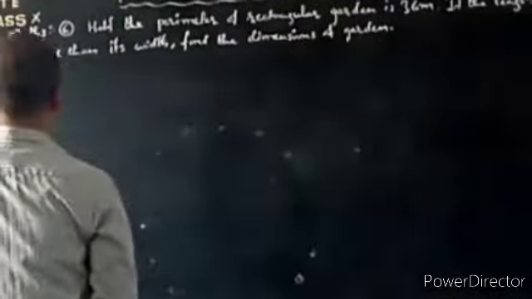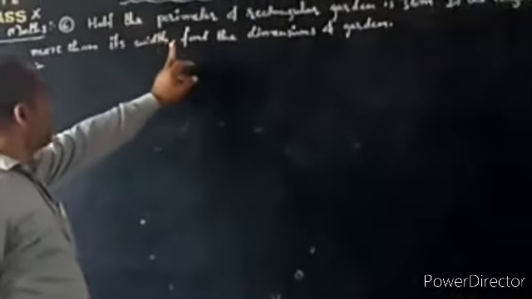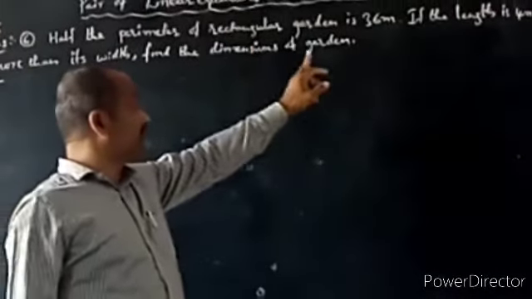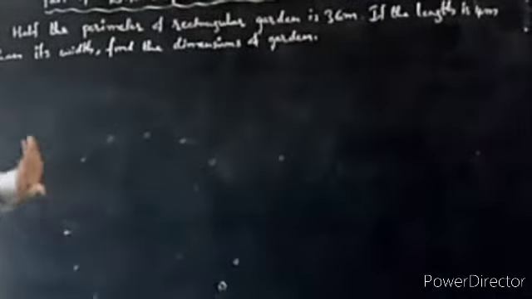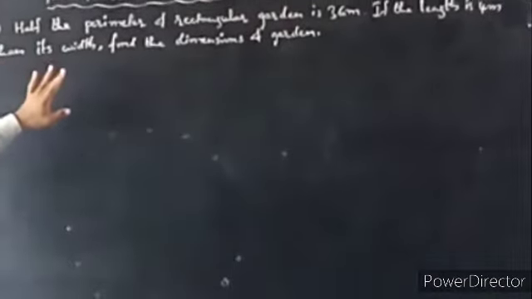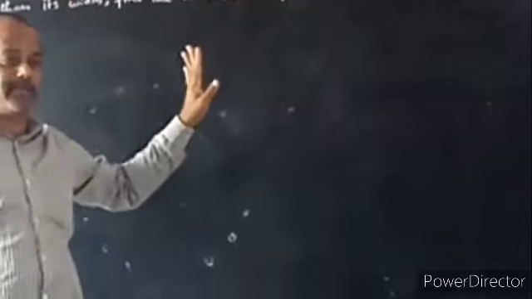First question is what now? Half of the perimeter of the rectangle garden is 36 meters. If the length is 4 meters more than its width, find the dimensions of the garden.